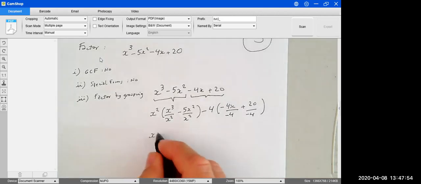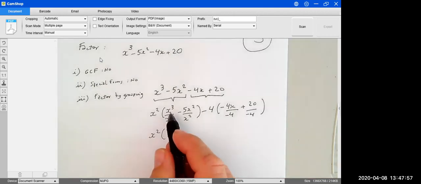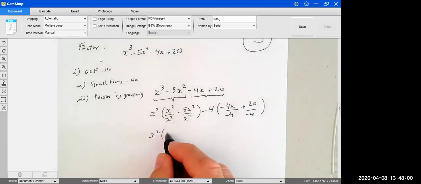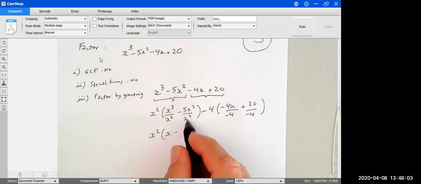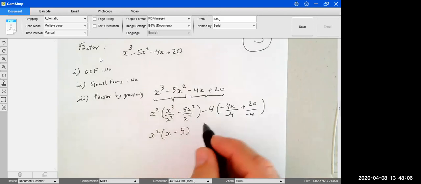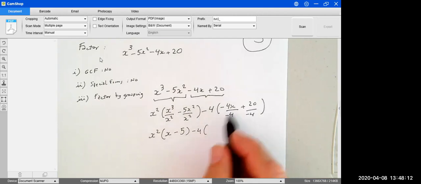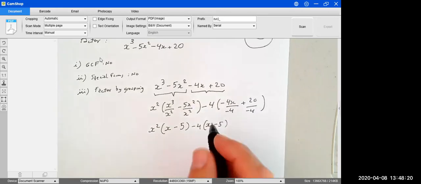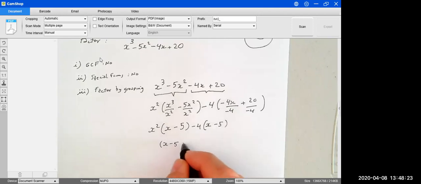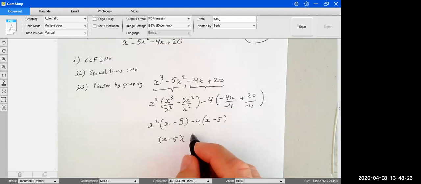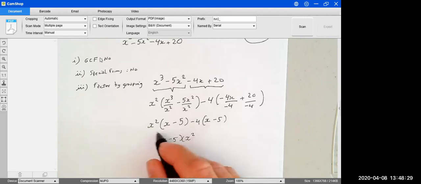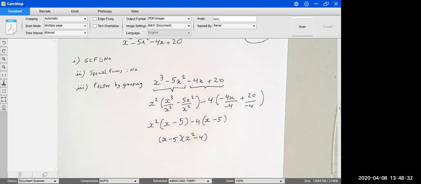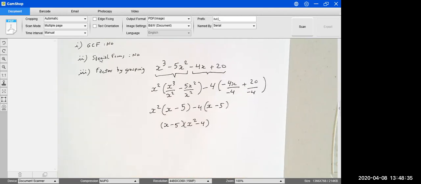So let's finish this. We're going to have x squared that multiplies x cubed over x squared is going to be x minus 5, because x squared cancels x squared. Then minus 4, then negative 4 over negative 4 is 1. You just get x. 20 over negative 4 is going to be negative 5. So we get the common binomial, which is what we were looking for. So then you just write the common binomial, and the binomial containing the greatest common factors. So is this the final result?